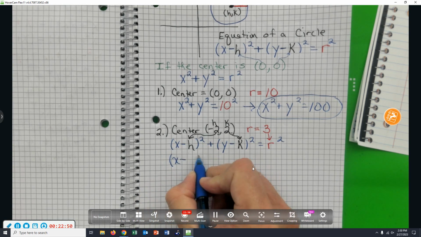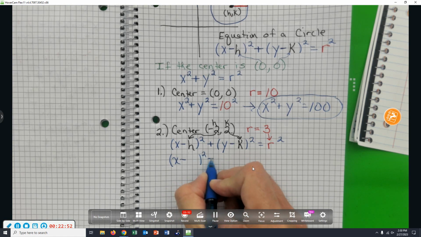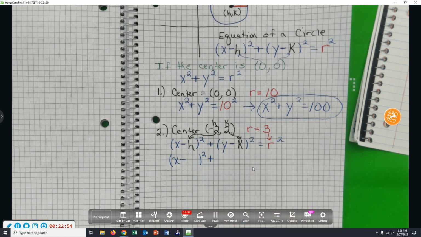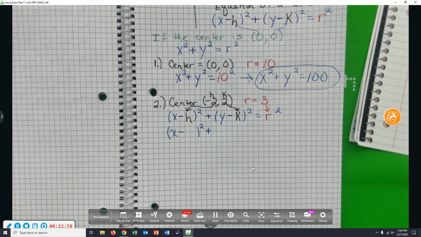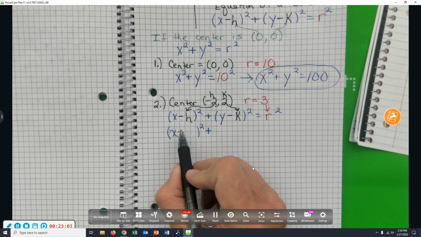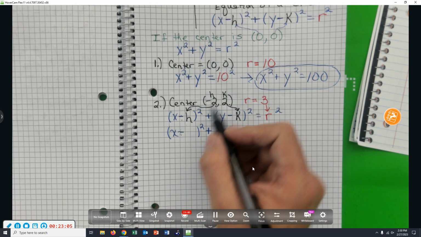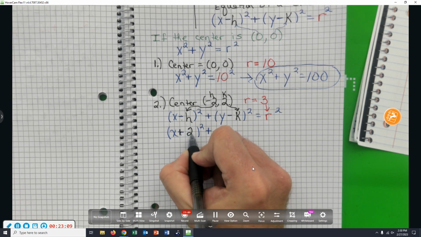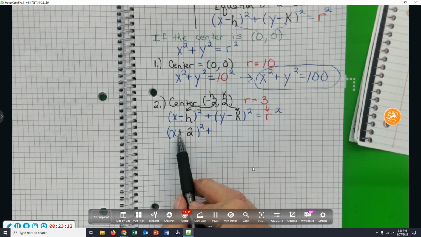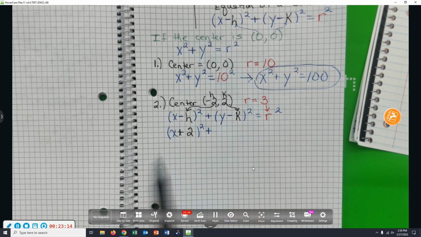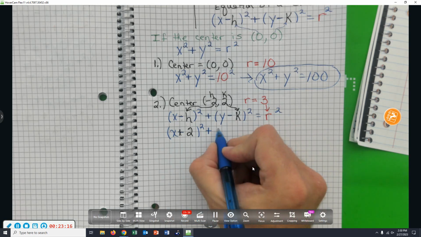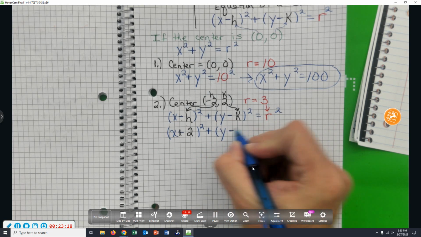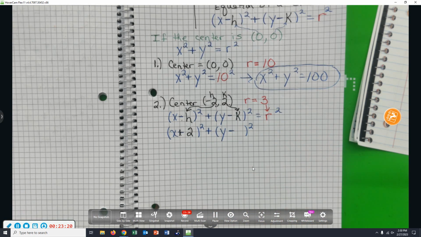X minus, but right now, here's where it can be tricky. Be careful. X minus, let me lift this up, a -2. We have the minus from the equation. It's going to be a plus. Minus a negative. So do y'all see why I have a +2 here? And then y minus 2. Very good.